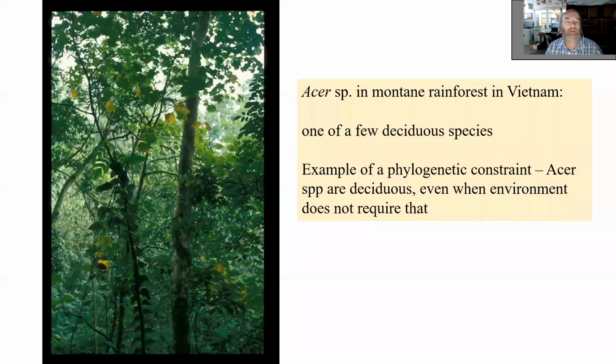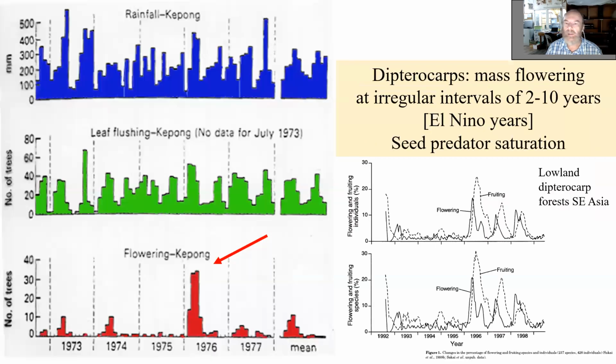This is just an interesting photo from a mountain rainforest in Vietnam, where this is a humid forest without any dry season, but there is an Acer maple species coming naturally from the north, it's a temperate zone genus, and so in the autumn the leaves get yellow and the tree sheds the leaves, although there is no seasonal need for that. So it's an example of a sort of phylogenetic constraint.